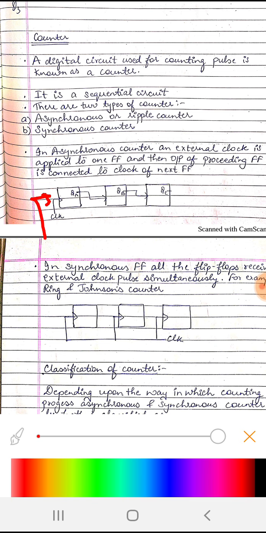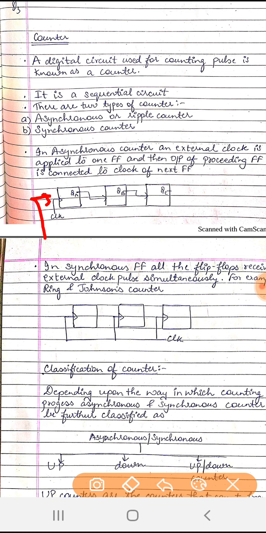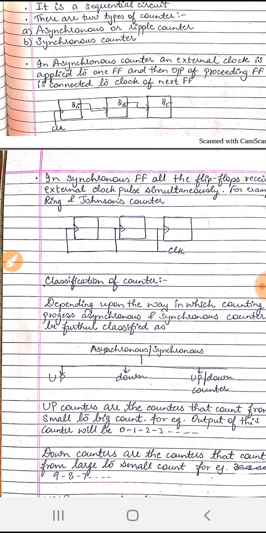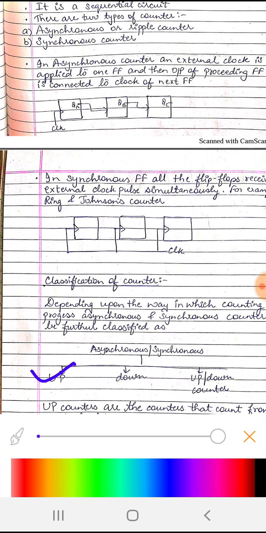Like we have already learned about ring counters, where we applied the synchronous pulse as well. You must have seen that in the last lecture. This is one classification. Depending upon the way in which we enter the data into the counter, these counters can be classified further into three subcategories: up counter, down counter and up-down counter, that can count from both sides.